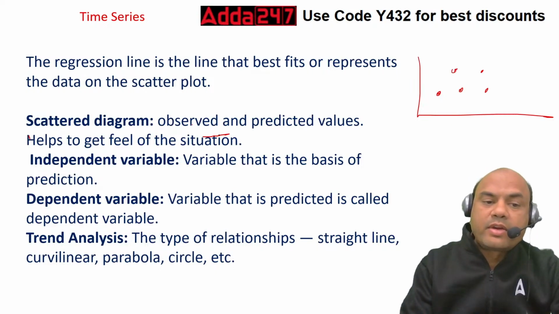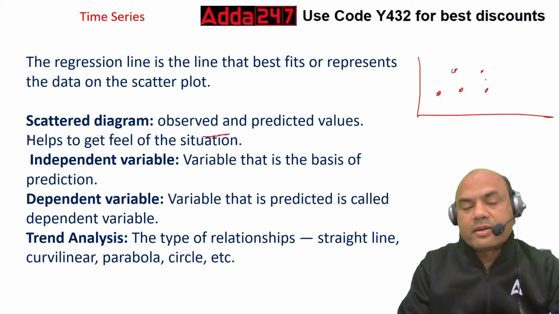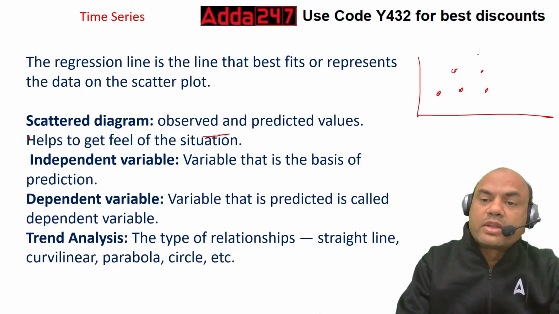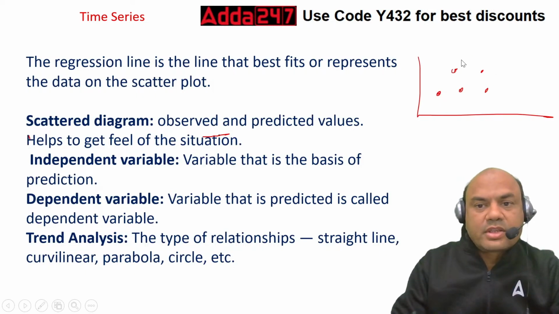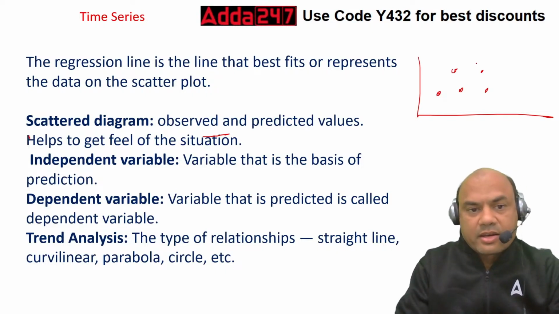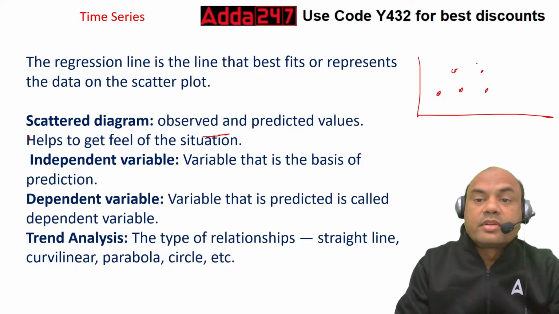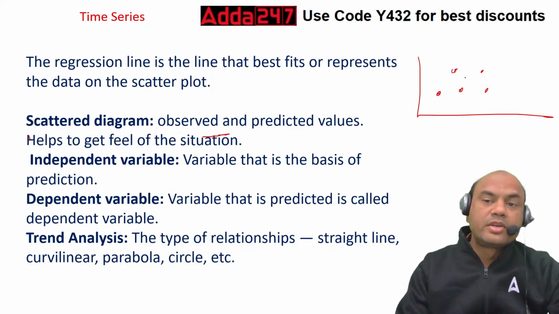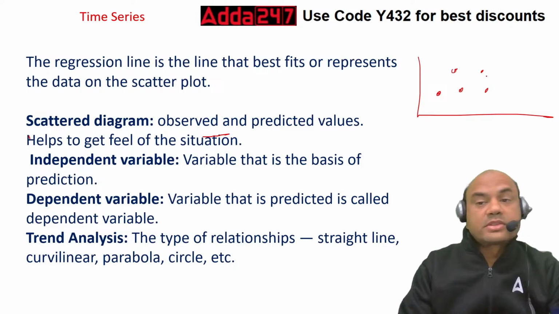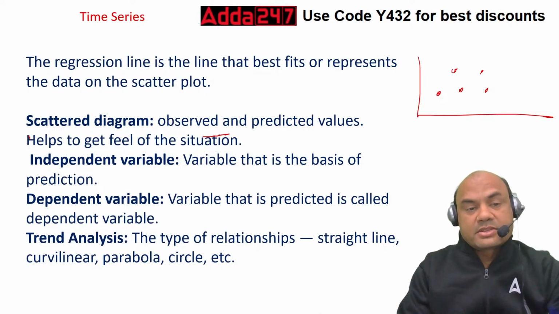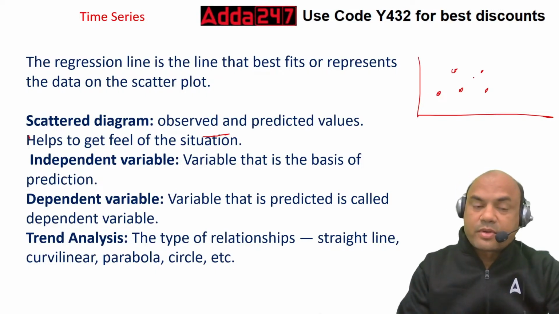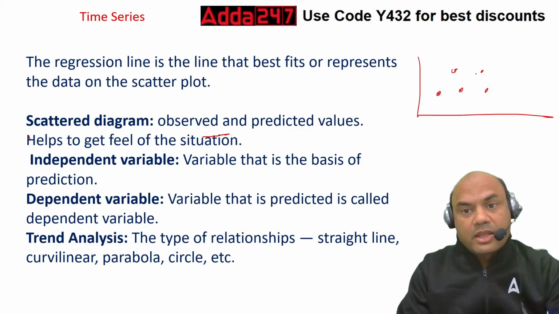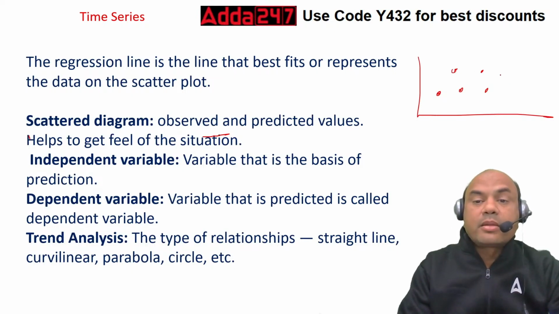Observed and predicted values. It helps to feel the situation. Feel means you get the rough idea. This is similar to the stars in the sky, right? Similar to those stars, they are spread, widespread. Okay. So this is scatter diagram. Now scatter diagram is the basic, kindly understand, of any statistics. From scatter diagram only you will be able to predict the pattern.